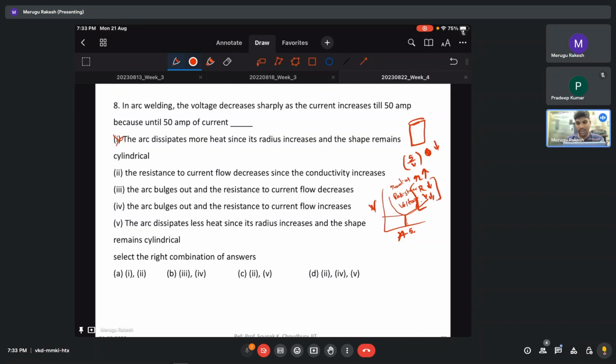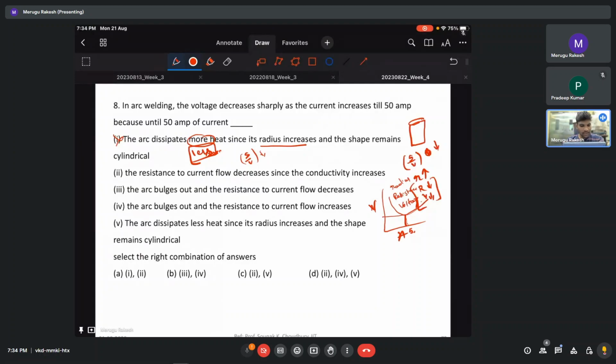No, this is wrong. The heat dissipation is less below 50 amps. Because of the increase in radius, the surface to volume ratio is less, so the heat dissipation is less. Actually, it dissipates less heat, so this option is wrong. With increase in radius, the surface to volume ratio is decreasing, so that means the heat dissipation is less.